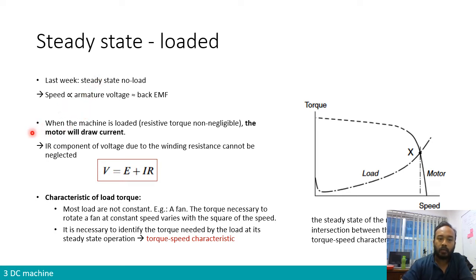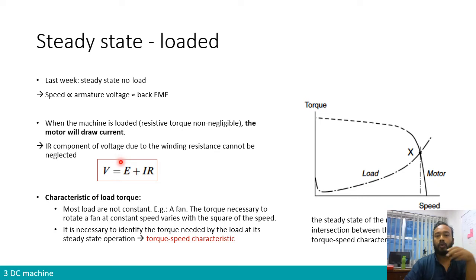But what happens when the machine is loaded? When the machine is loaded, our term IR is not negligible anymore. There will be some current due to the load. So our supply voltage to the armature will not be equal to the back EMF. There will be a difference between V and E, and the difference is due to the current circulating inside our circuit. So with load, we will see that the motor is drawing current, continuously.